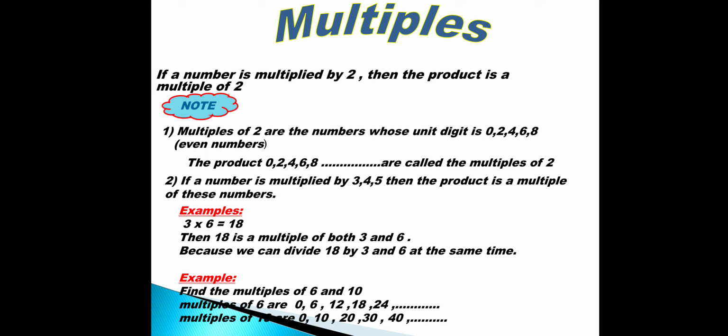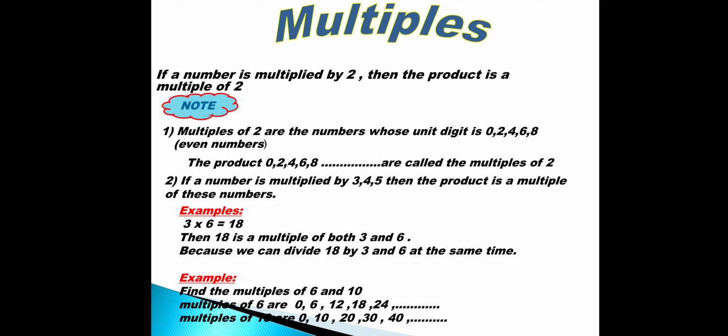If a number is multiplied by 3, 4, 5, then the product is a multiple of these numbers. Example: 3 times 6 equals 18. Then 18 is a multiple of both 3 and 6. 18 is a multiple of 3 and 18 is a multiple of 6, because we can divide 18 by 3 and 6 at the same time.